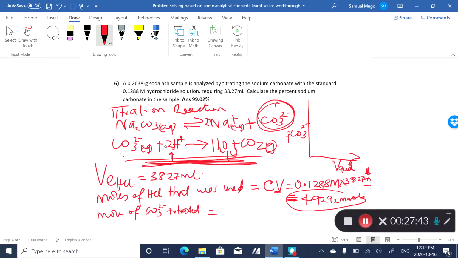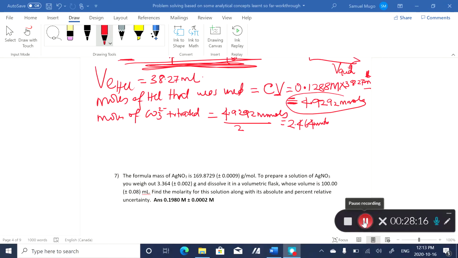It's a 1 to 2 stoichiometry. So the number of moles of the carbonate that was titrated would be equal to what I've calculated here, the amount of acid consumed, 4.9292 millimoles. But again, you can see it's a 1 to 2 stoichiometry, so I divided by 2. And when you do that, you're going to get 2.464 millimoles.